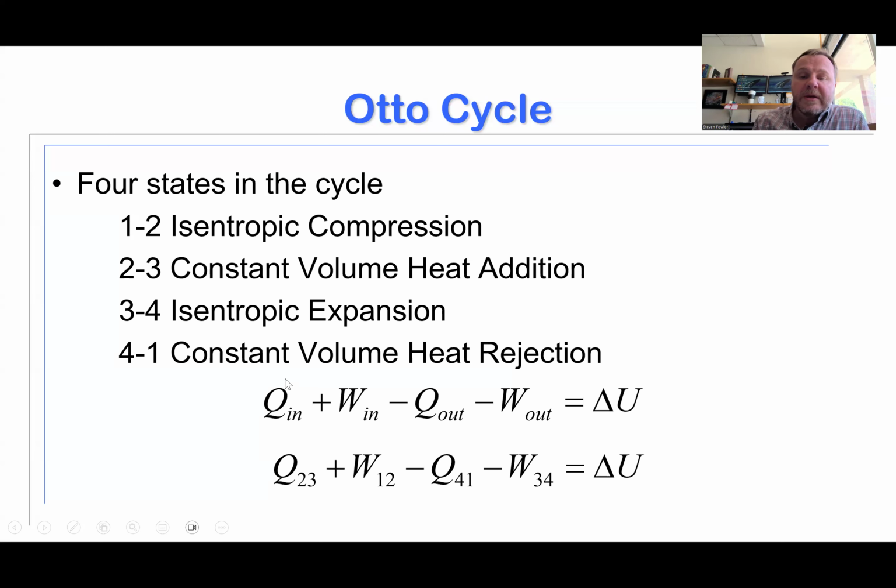And constant volume heat rejection. So that's heat out. That's the heat that occurs from 4 to 1. So this, again, is a cyclic process. So the change in U: I'm going to finish at U1 and I'm going to start at U1. So for the whole cycle, the change in internal energy is zero. That's a cyclic process. The change in internal energy for a cyclic system is going to be zero.